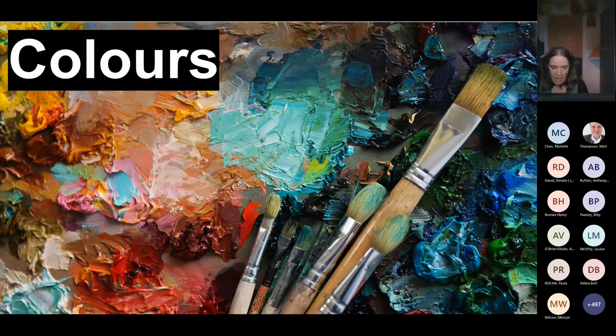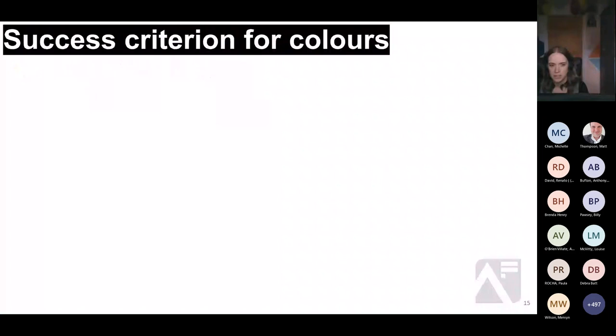And now we're going to go on to look at colours in a bit more detail. So let's have a look. The success criterion for colours. So these are the ones that I've picked out that I think are relevant to colours in charts.